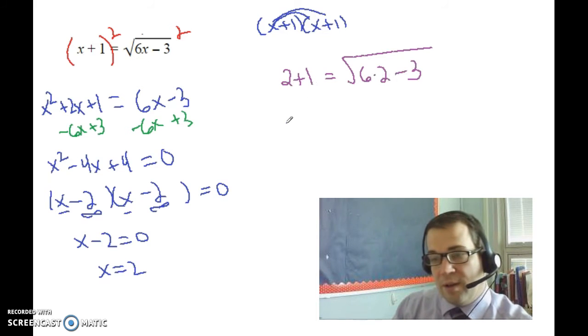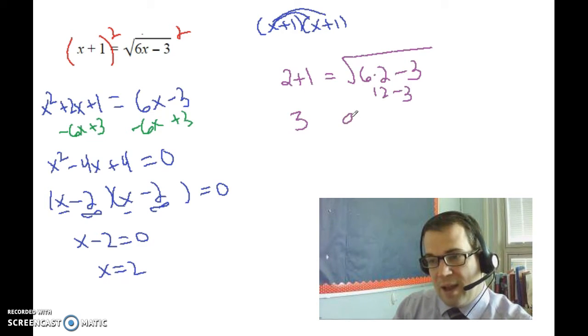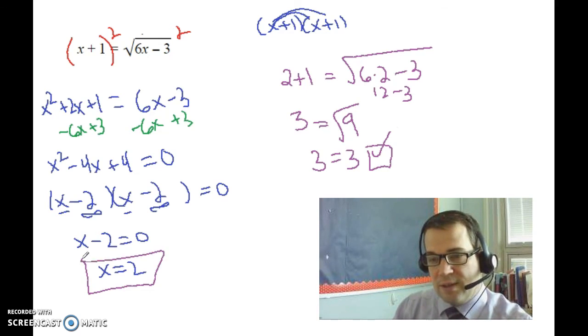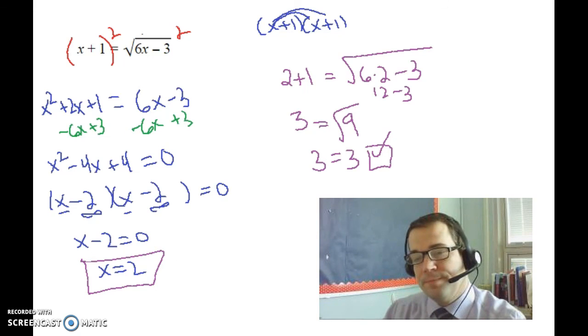So 2 plus 1 is 3. To do this, I'm going to do 6 times 2 first, which is 12. 12 minus 3 is 9. The square root of 9. The square root of 9 is 3. 3 does equal 3. That works out, so that is my final answer.